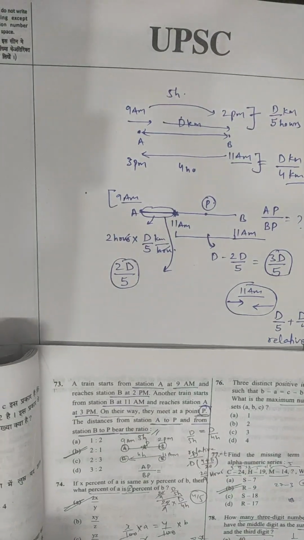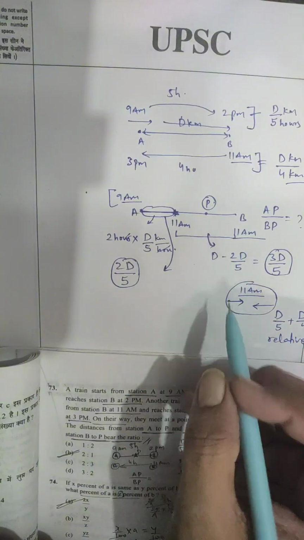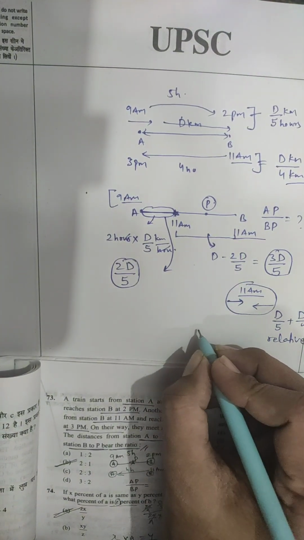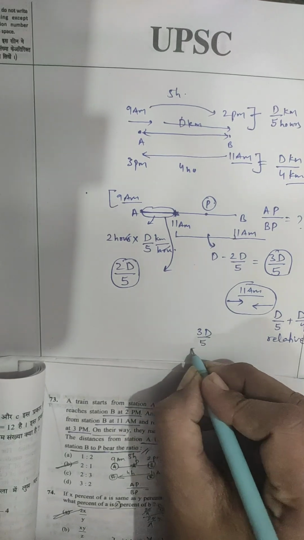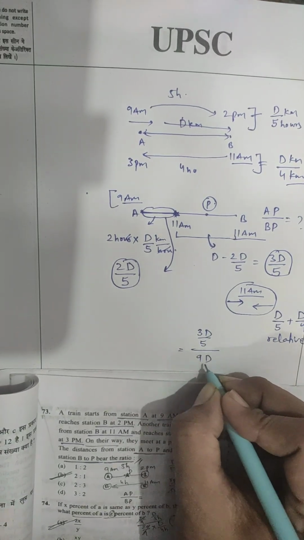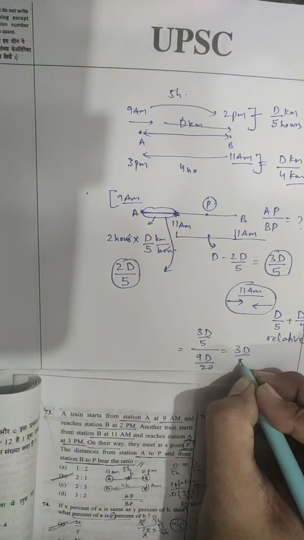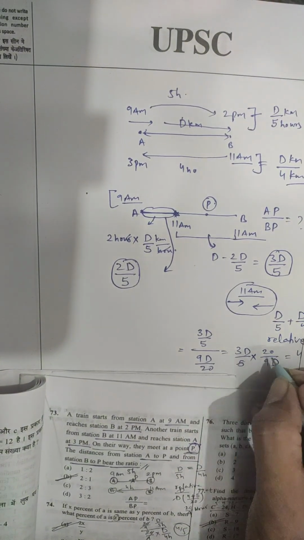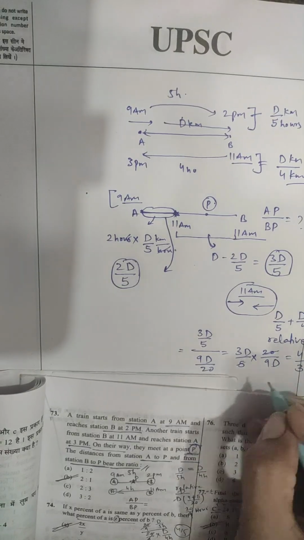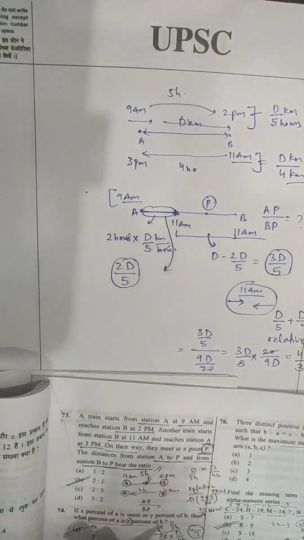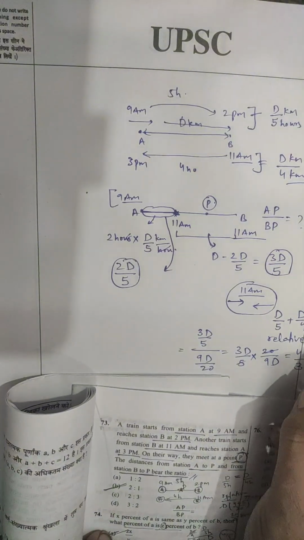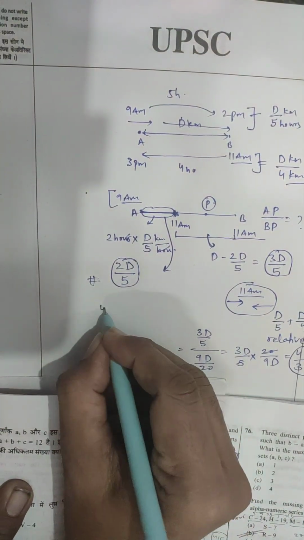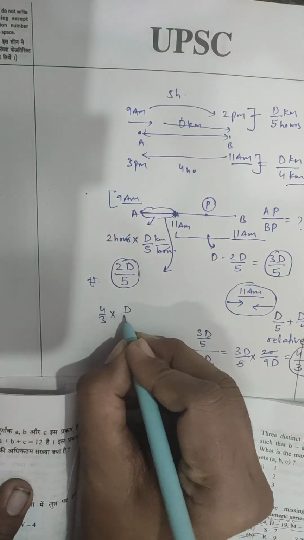Okay, so how much time will they take to cover this distance? They will take 3d by 5 divided by 9d by 20. This will be 3d by 5 into 20 by 9d, which will be 4 by 3 hours. Okay, so this is the time. So the first train will cover this in 4 by 3 time, covering a distance of d by 5 per hour.